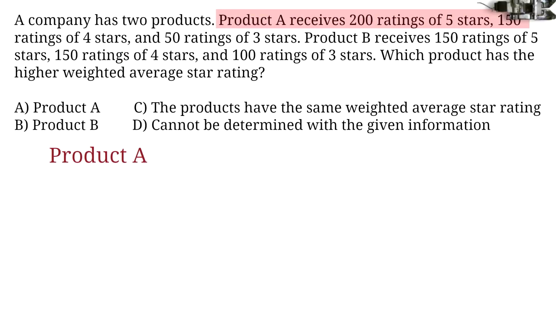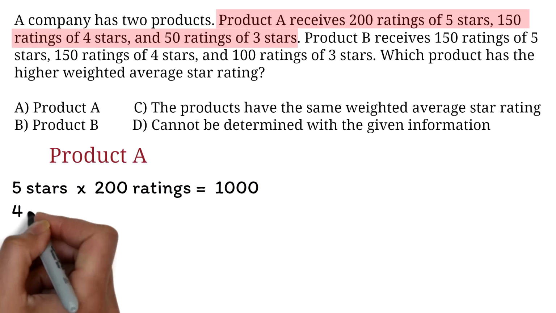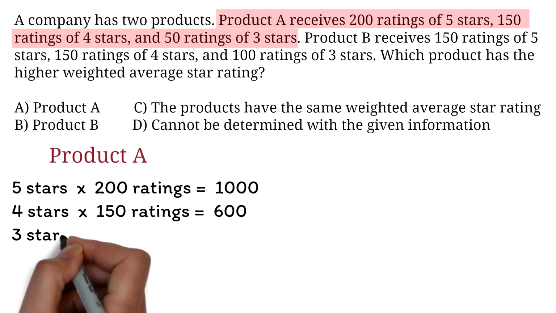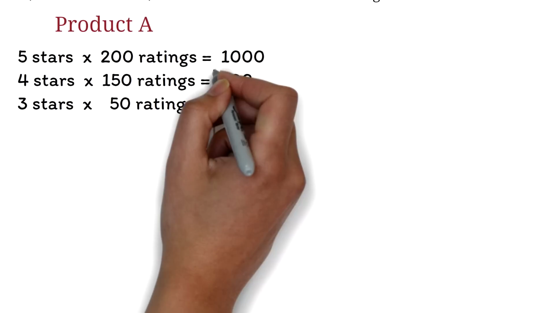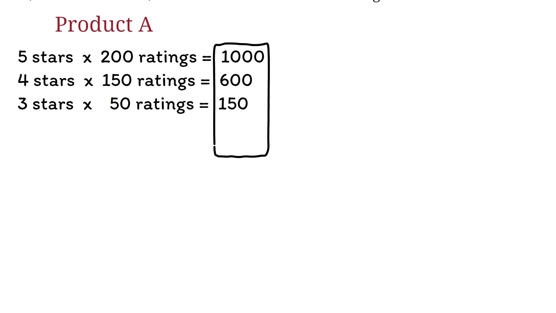First, multiply each rating by the number of times it was given. 5 stars times 200 ratings equals 1,000. 4 stars times 150 ratings equals 600. 3 stars times 50 ratings equals 150. Next, add these values together. 1,000 plus 600 plus 150.